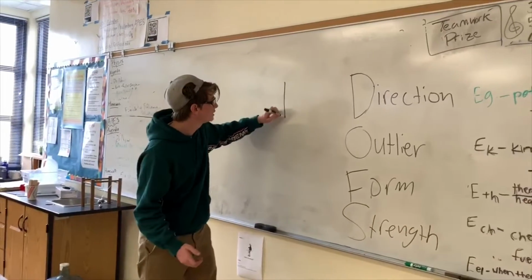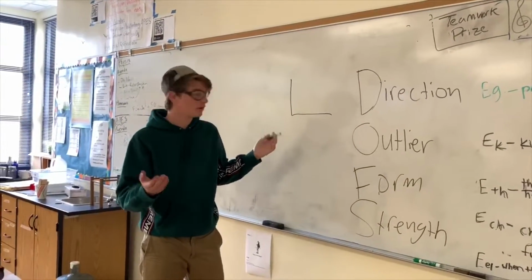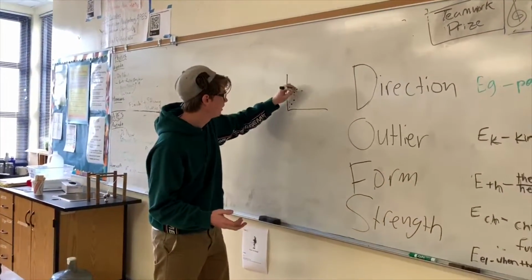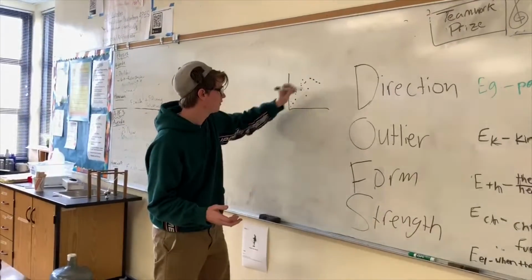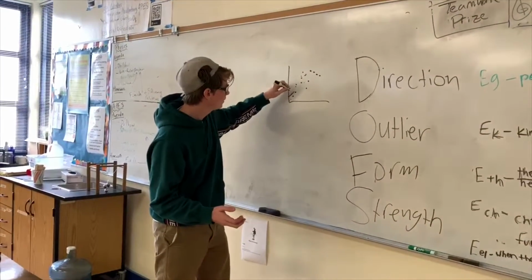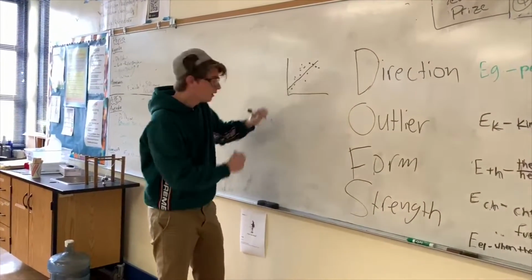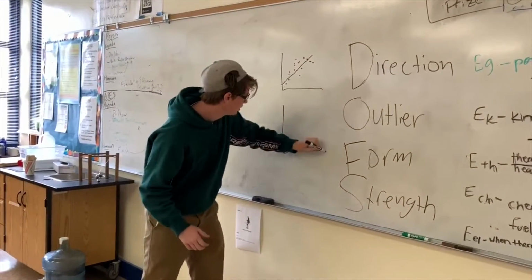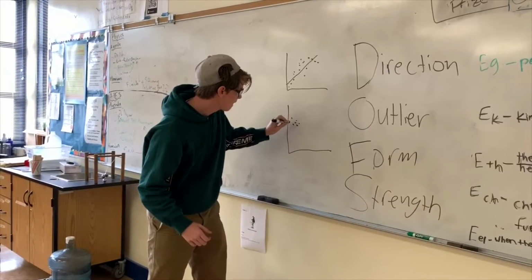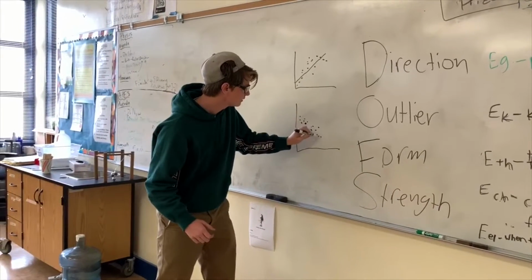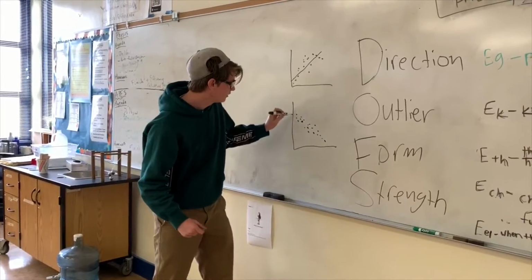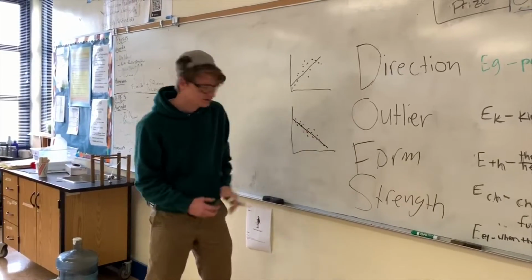So basically, direction is just what direction the scatter plot's going in. So say you have a set of data, and it looks like this. The direction would be a positive direction, because the general trend for these dots is positive. But say you had it reversed. You had it so that the older you are, the less likely you are to live, and then it would be negative.